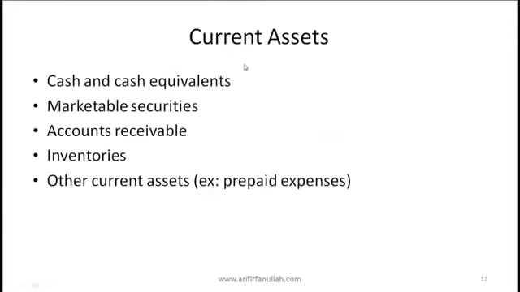Current assets we've already talked about, but what are the typical current assets? The typical current assets are shown on the slide, and they are cash and cash equivalents, marketable securities. So these might be financial assets such as stocks, bonds, etc. Accounts receivable, inventories, and other current assets such as prepaid expenses and so on. But these four types of current assets you need to be very, very familiar with.